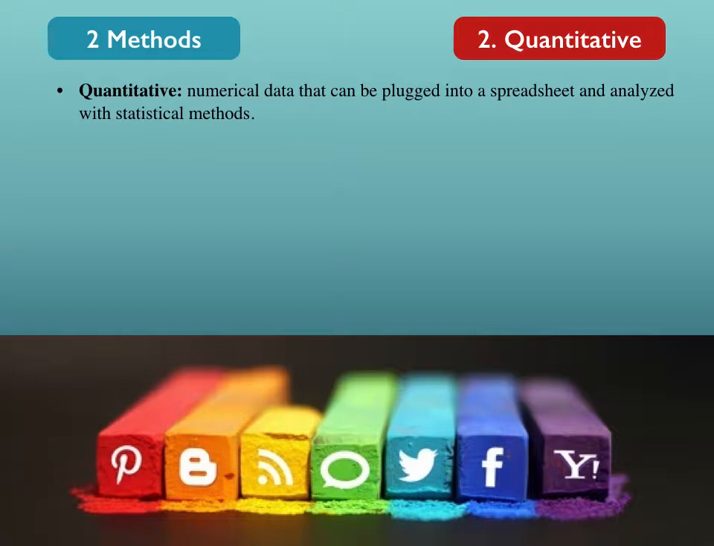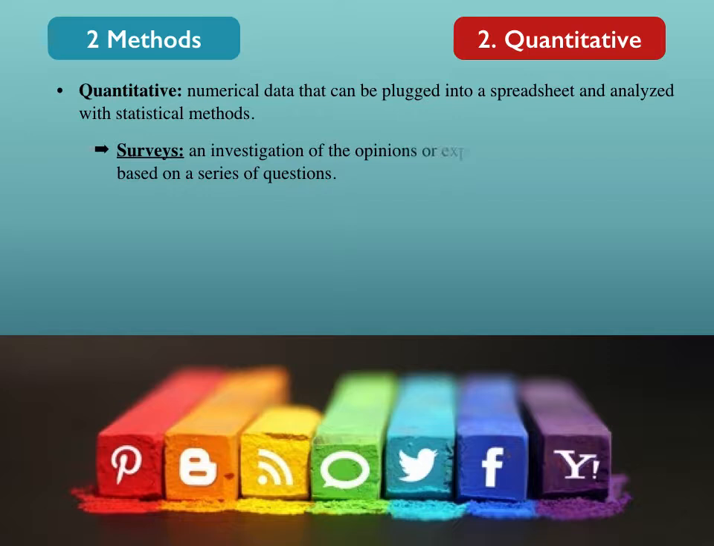Okay, so let's move on to the next one, quantitative. Quantitative is numerical data that can be plugged into a spreadsheet and analyzed with statistical methods. So this would be something like surveys. A survey is an investigation of the opinions or experience of individual people based on a series of questions. I'm sure you've done a survey, an online survey or a paper survey. What the researcher does is take the answers that you gave and put numbers to them, enter them into a statistic program, and analyze the data.